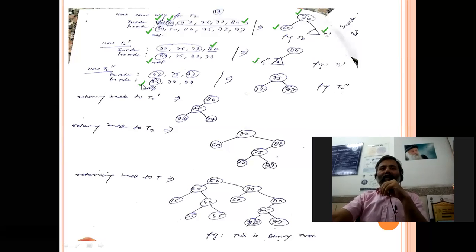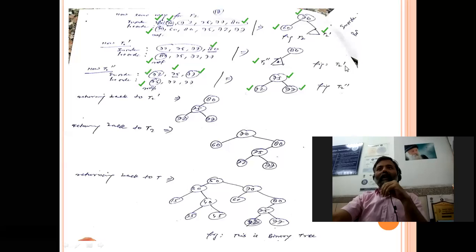Again 75 will become the root. So 75 we are keeping here. Before 75 we have 72, after 75 we have 77, so definitely 72 will become the left child and 77 its right child. So this is T2 dash.